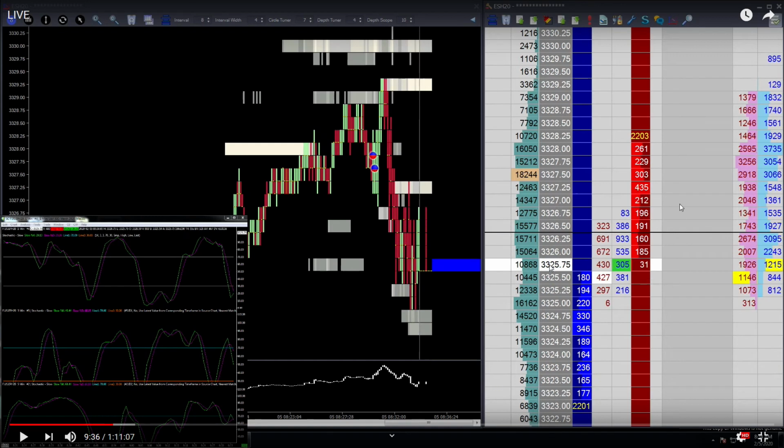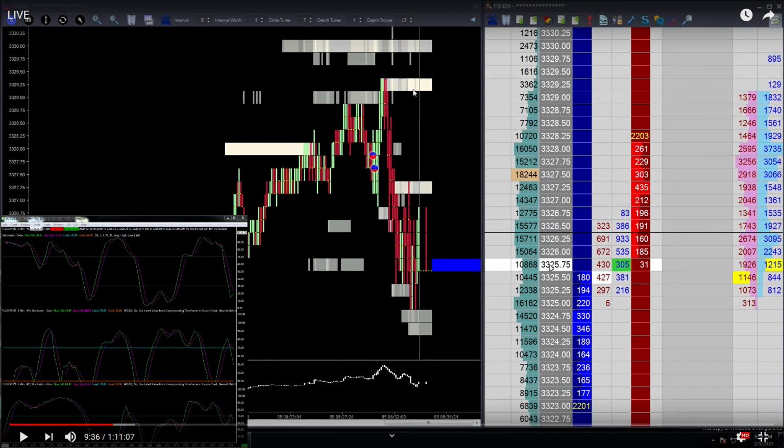Unfortunately, I didn't have my tape pinned to the top of the DOM right here on the open, but this is the open. Notice the volume profile has sort of that bell curve shape we're always looking for, and it's relatively long, so it's pretty elongated. It covers pretty much my entire screen.